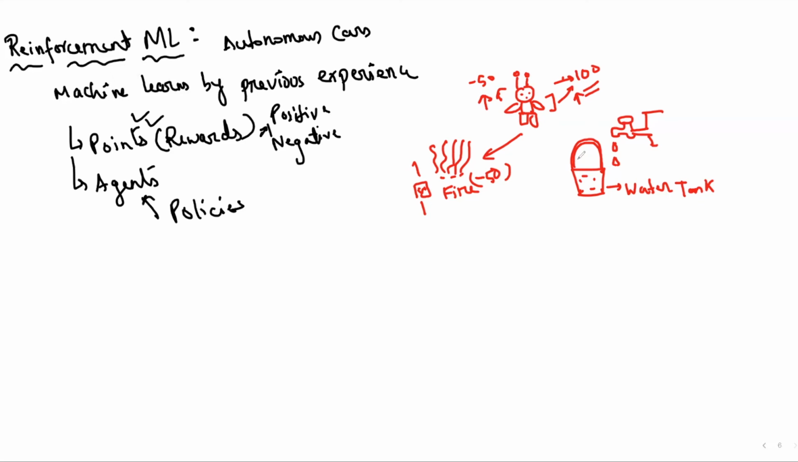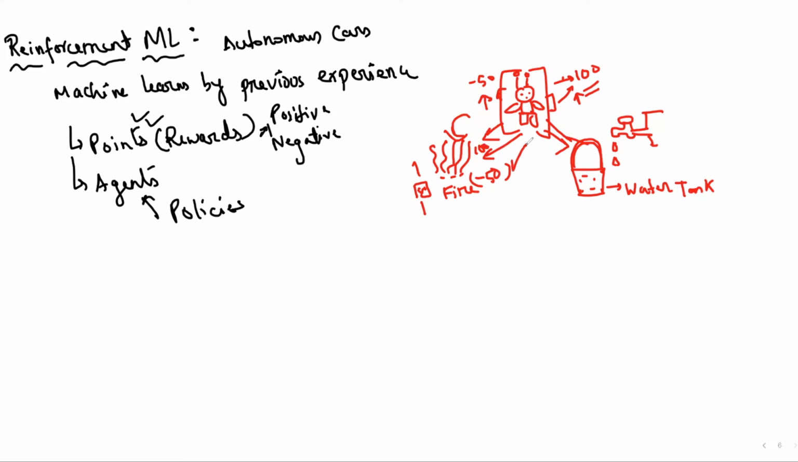So when he observes, he sees there is water somewhere here. So first of all, he will go there, take the water tank, and then make his move here. So there will be 100 points awarded to him. He will pour the water, he will extinguish the fire, and the job is done. So in this way, it learned.